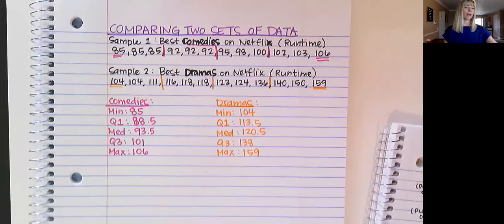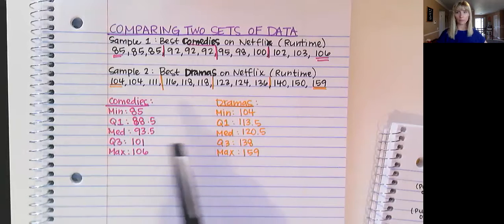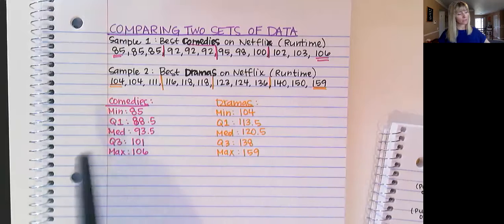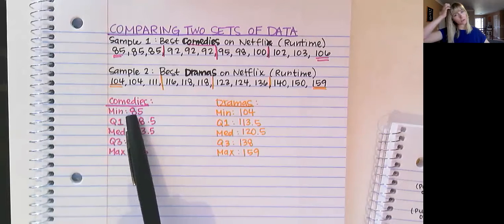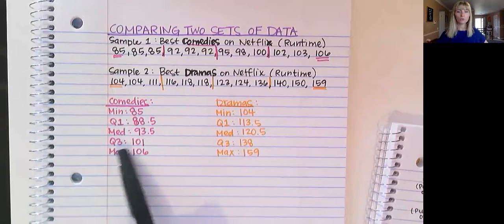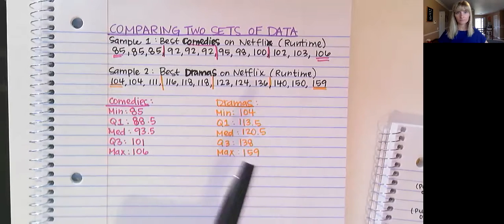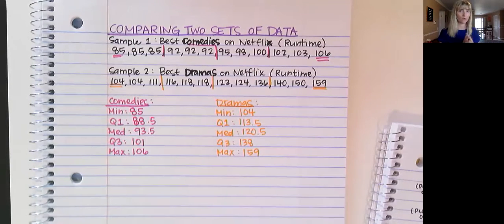So here's what happens when you actually compare 2 sets of data: we're going to do stacked box plots, because that's the only way you can compare, and you can only make a real accurate comparison if all of this is on the same number line. So I need to make sure my number line can fit everything in both of these sets. 85 is the min here, 104 is the other min, so this one's lower. I need to make sure my number line goes all the way from 85 to 159, so all of this can fit on one number line.